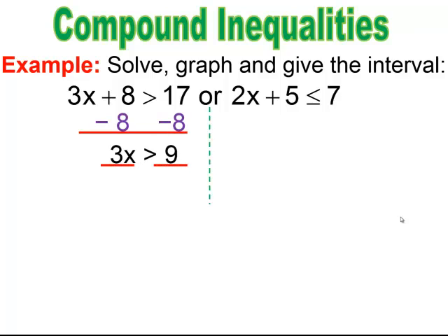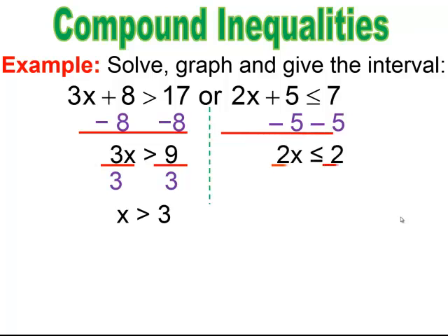And you always want to think of that rule when you divide. Am I dividing by a negative? And I'm not, so I leave the inequality as x is greater than 3. And then I'm solving the second inequality. So I'm going to first subtract the 5, and then I'm going to have to divide through by 2. And again, it's positive, so I'm not going to change the inequality symbol. And now I have my solution for this compound inequality: x is greater than 3, or x is less than or equal to 1.